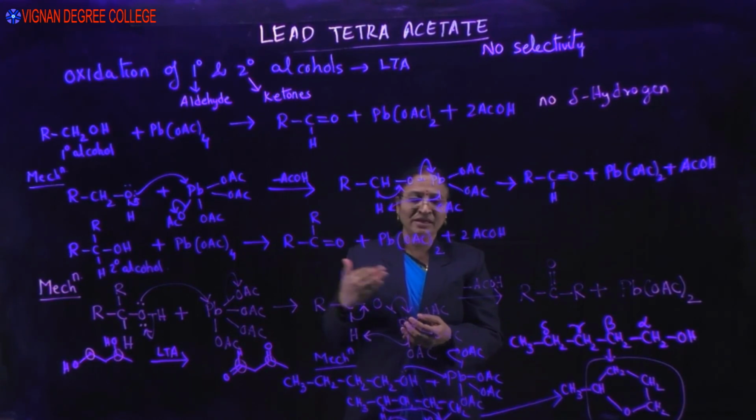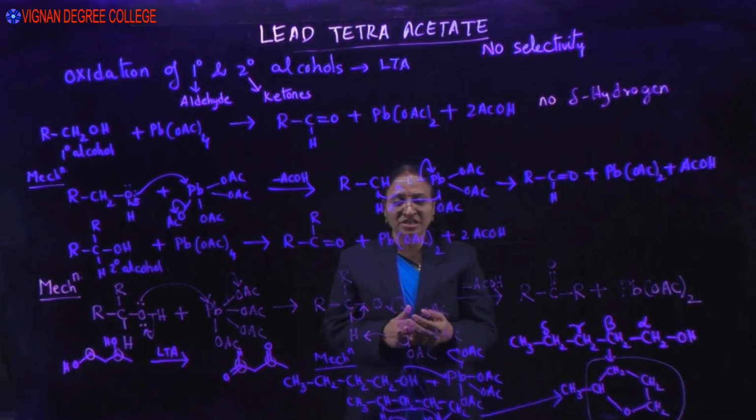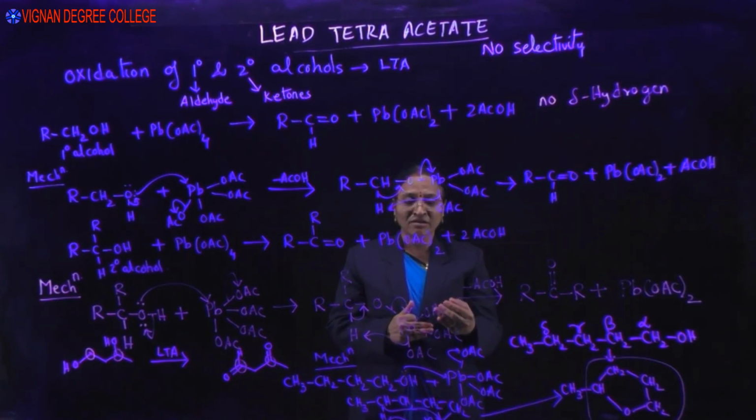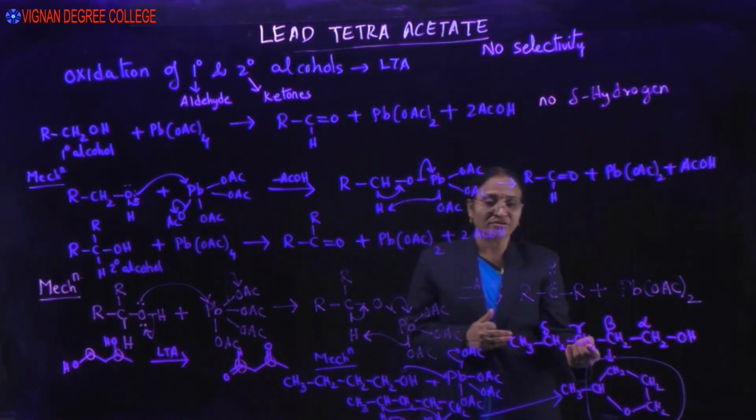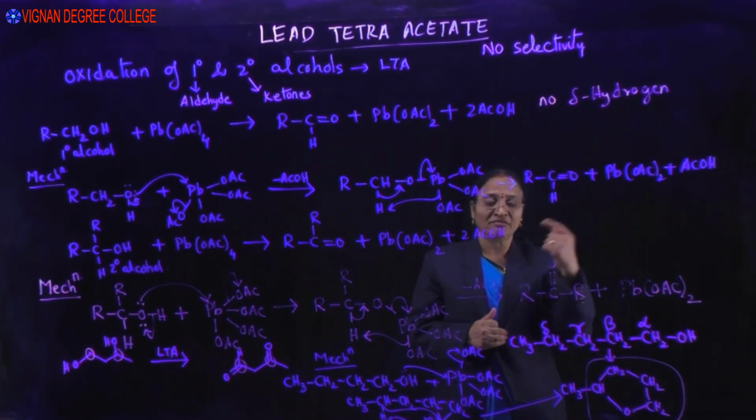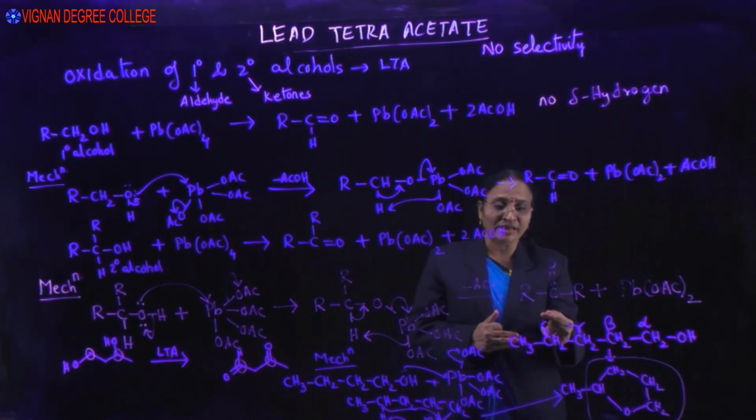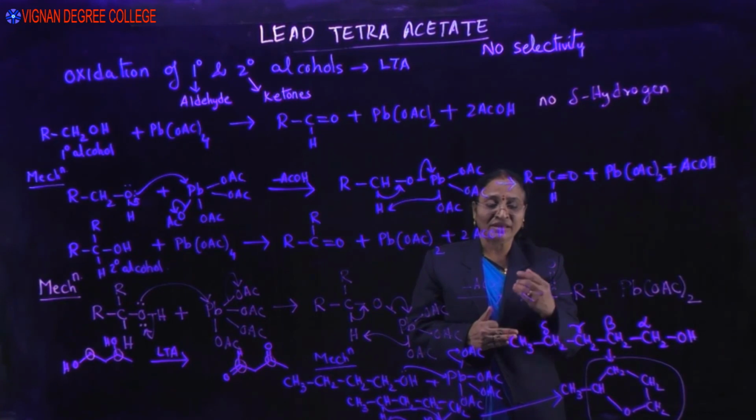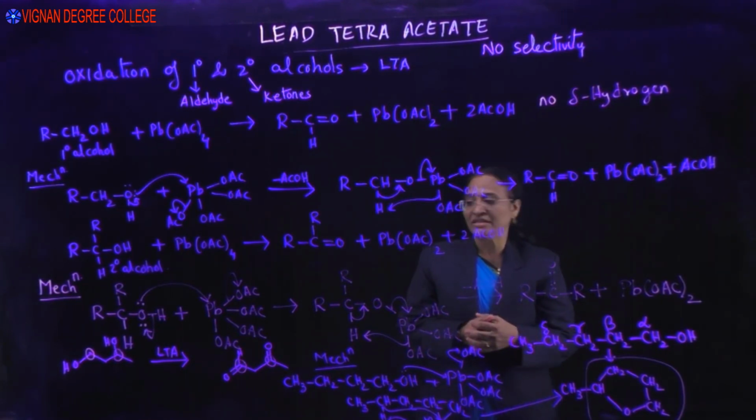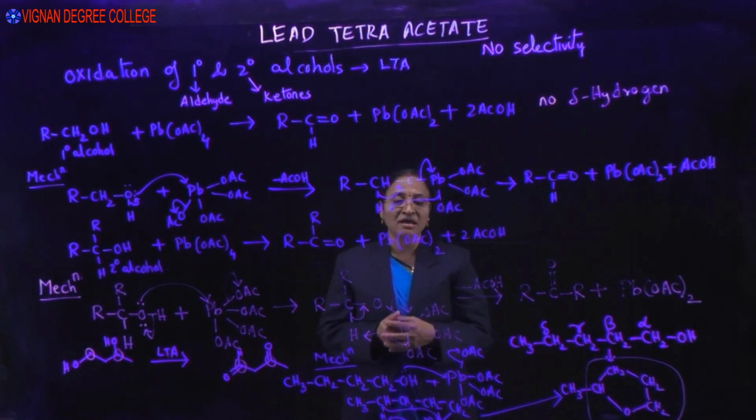Whereas the primary and secondary alcohols undergo oxidation to give aldehydes and ketones respectively, and primary alcohols, if they contain the delta hydrogen, it will lead to the formation of a cyclic product rather than the formation of an aldehyde. So primary alcohols will give aldehyde provided they are not having any delta hydrogen. In the presence of delta hydrogen, it always leads to the formation of a cyclic product. Whereas the secondary alcohols will always lead to the formation of ketones as the product.